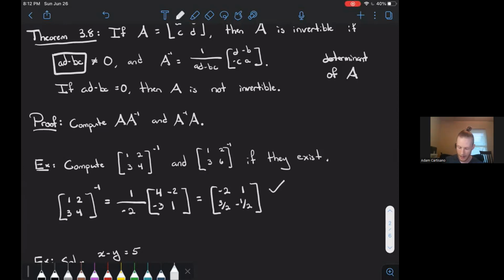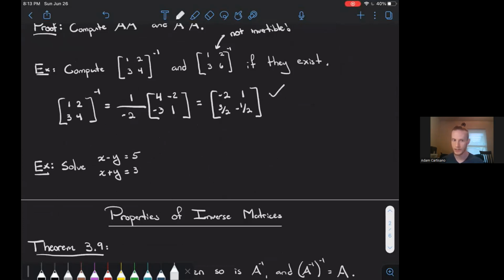Okay, great. And now let's take a look at this other guy. If we're going to give an example, we're going to give a non-example. So 1 times 6 is 6, and 2 times 3 is also 6, and 6 minus 6 is 0. So there's no inverse, or not invertible. That's it.